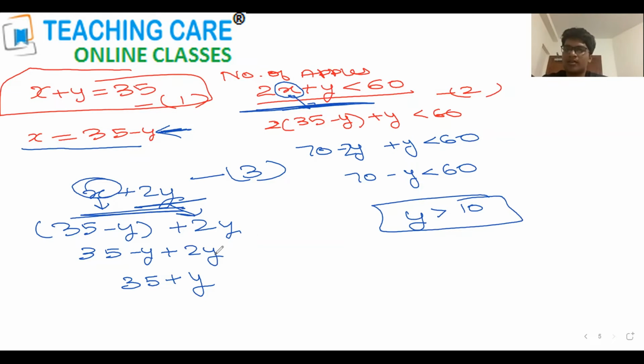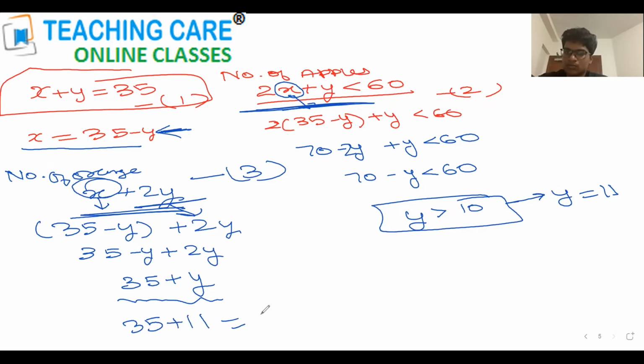Okay, got that part. Then we got 35 plus y. The question was to find the minimum number of oranges. We have y as greater than 10, so the minimum value y can take is 11. So we just substituted 11 and we got the answer. That's the minimum. Okay, got it.